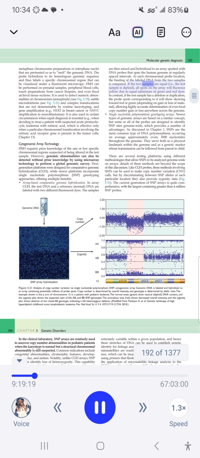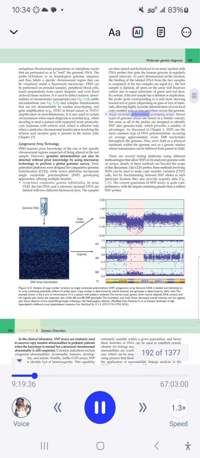If the two samples are equal, i.e. the test sample is diploid, all spots on the array will fluoresce yellow due to equal admixture of green and red dyes. In contrast, if the test sample has a deletion or duplication, the probe spots corresponding to it will show skewing toward red or green depending on gain or loss of material, allowing highly accurate determination of even focal copy number, gain or loss, anywhere across the genome.